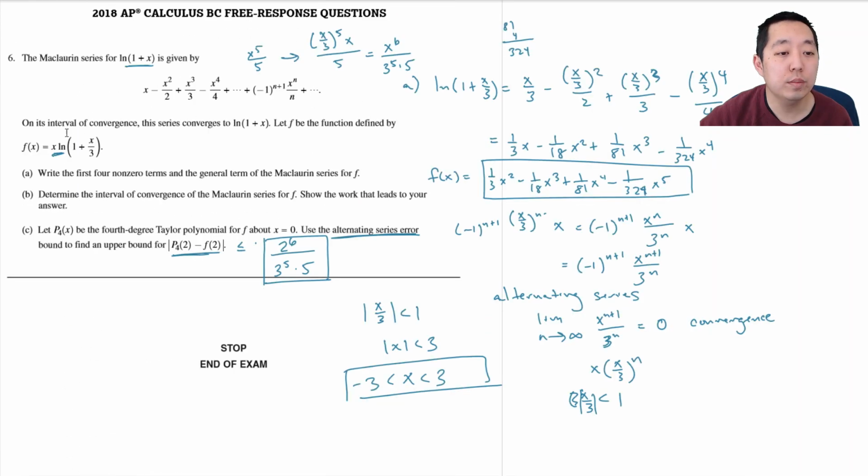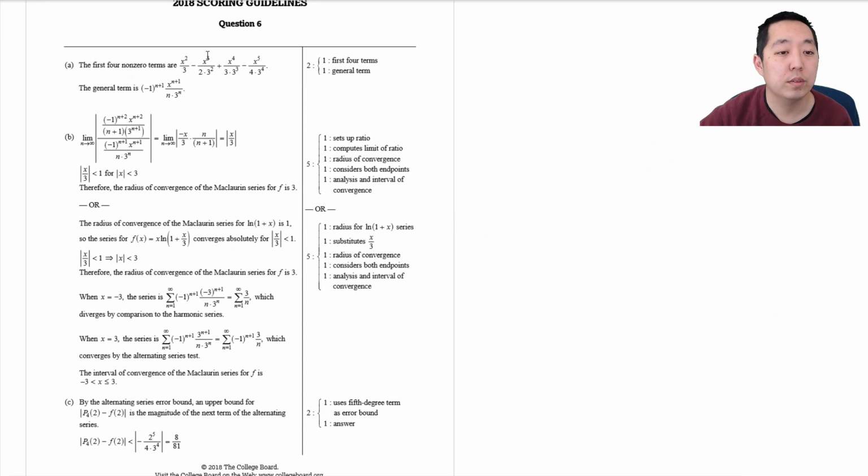Did they ask for the general term? Oh, they did ask for the general term. I did find the general term, by the way, for the next part, even though I didn't explicitly answer part A. The general term is right here. Let's double check that I got that right. X squared over 3, x cubed, yep. X to the n plus 1 over 3 to the n. That's good. So the radius of convergence is 3. The interval of convergence is negative 3 to 3. They used a ratio test. I used the alternating series test. It's fine. It doesn't matter as long as you show convergence.